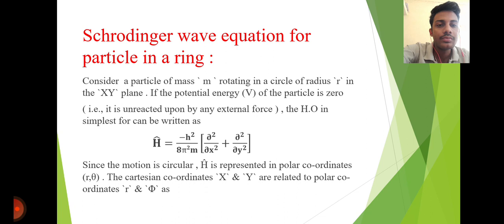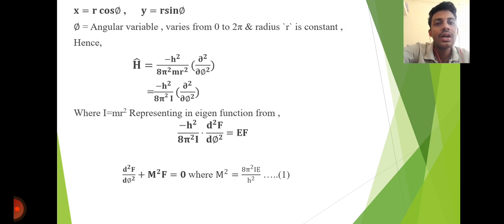H cap is equal to minus h square divided by 8 pi square m into (dou square by dou x square plus dou square by dou y square). Since the motion is circular, h cap is represented in polar coordinates, that is r comma phi. The Cartesian coordinates x and y are related to the polar coordinates r and phi as x equals r cos phi, y equals r sin phi, where phi is the angular variable, varies from 0 to 2 pi, and the radius r is constant.